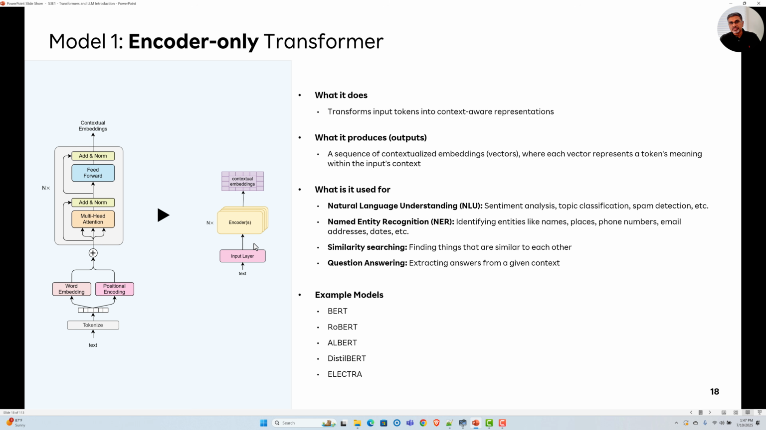It can also be used to do similarity searches. For example, when you go to Quora or Stack Overflow, you ask it a question and then it'll say, okay, these are the other questions that people are asking, which are similar to the question you're asking.